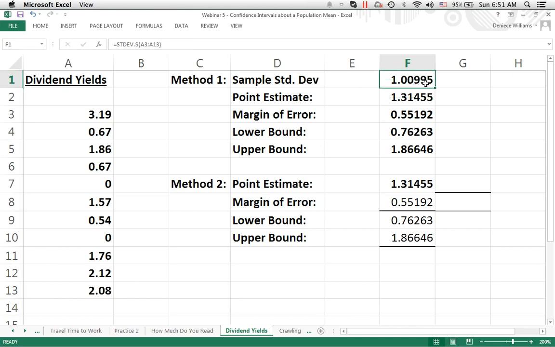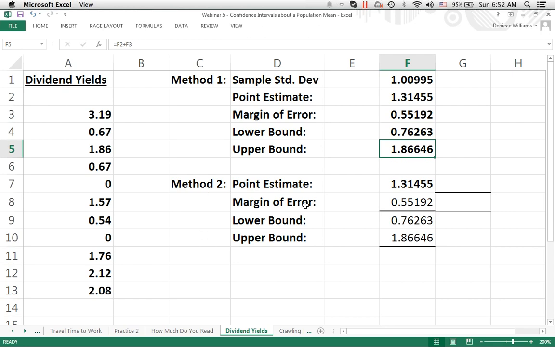So let's go back through that again. This one, first I took the standard deviation of the sample. Then I found the average of the sample for the point estimate. After that, I used the confidence function formula, and then I added and subtracted to get my bounds.